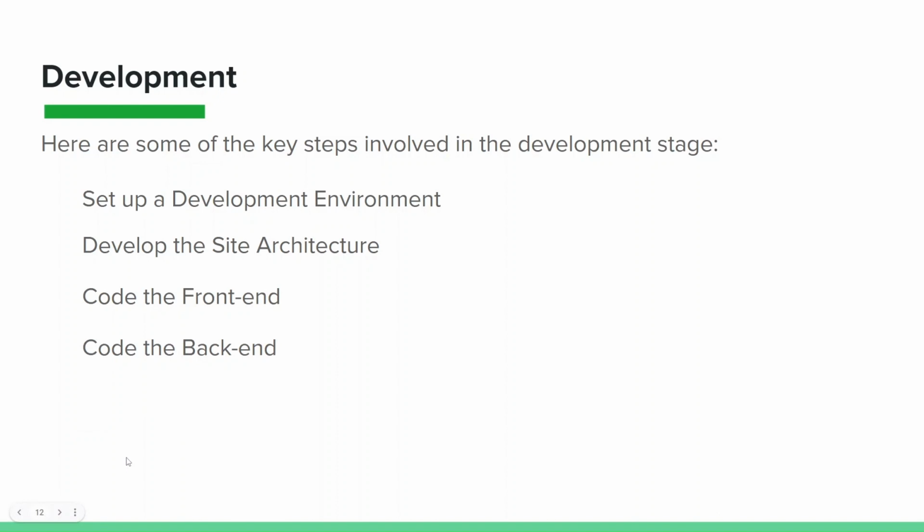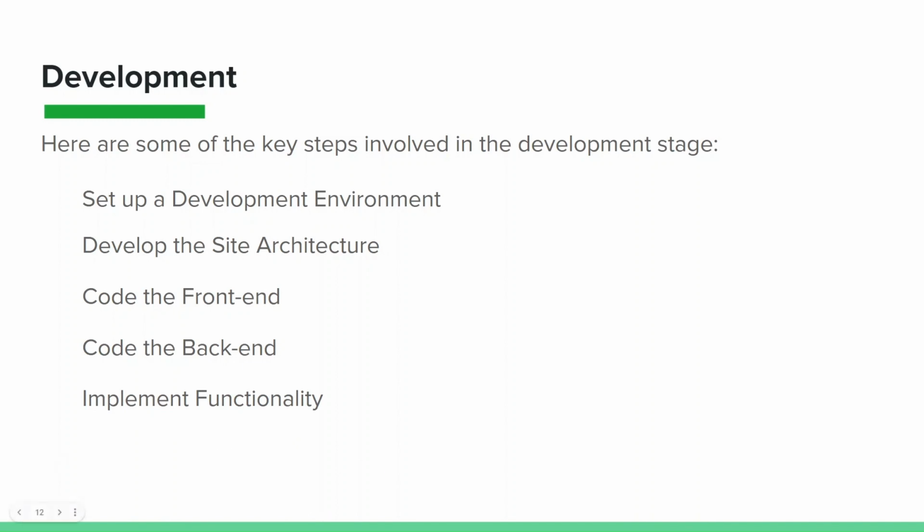Next thing you want to do is code the backend. So the backend of the website refers to the part of the site that users don't see, the server-side logic, database management, and API integrations. This typically involves coding in languages like PHP, Python, or Ruby, and can also involve using frameworks like Laravel or Django.